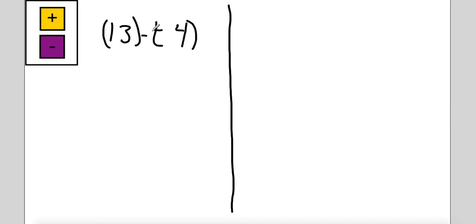So we have 13 minus negative 4, and we're going to follow our equivalent expressions rules. We're going to keep our first integer. We're going to change our subtraction to addition, and our negative 4, we're going to turn that into a positive 4. And here we can see this is just a simple problem like we've solved all along. 13 plus 4 is going to be 17.